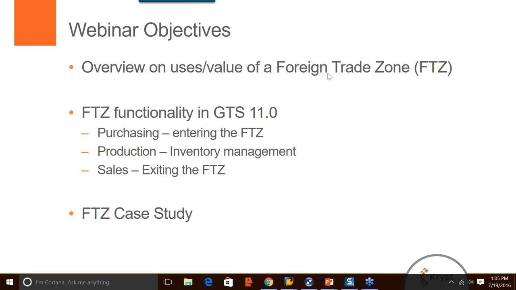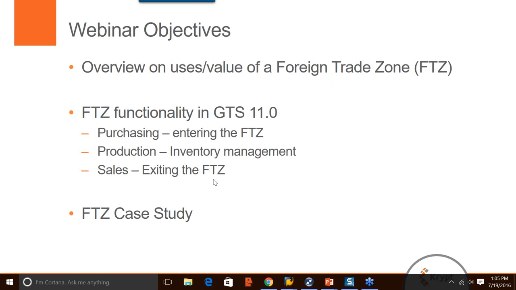And so when we're talking here about FTZ, we're specifically talking about the foreign trade zone process in the United States. The new functionality in GTS 11.0 specifically addresses the US FTZ process. Existing GTS functionality did cover for several years, and still does, the European FTZ-like process, customs processing in customs warehouses. The new functionality, introduced about a year or so ago, is specifically for the United States, and that's what we'll be talking about today.